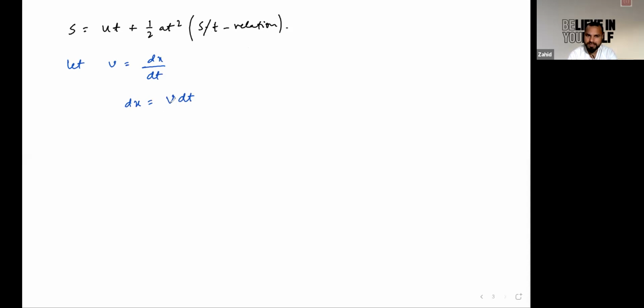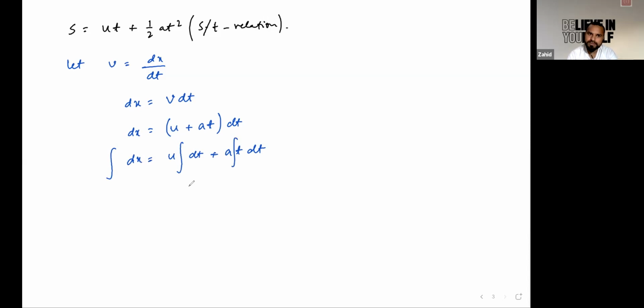So just replace this v using the first equation of motion. You will get u plus at times dt is equal to dx. Now break this, you will get dx is equal to u times dt plus at dt. Now integrate this.